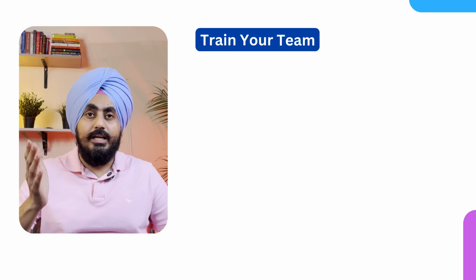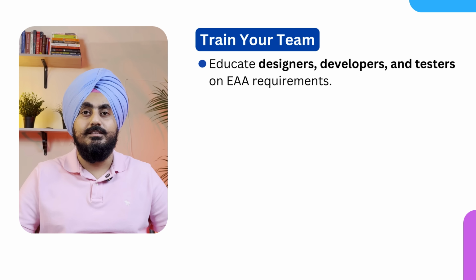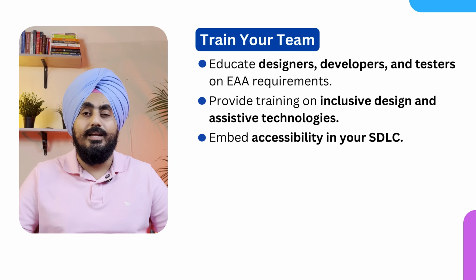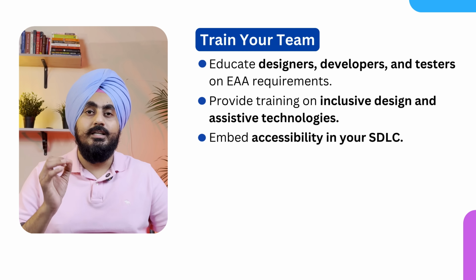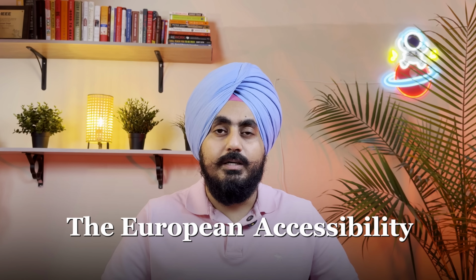And third, train your team. Educate designers, developers, and testers on EAA requirements. Provide training on inclusive design and assistive technologies. Embed accessibility in your SDLC, making it an integral part of the development lifecycle. The European Accessibility Act is a game changer, and businesses that ignore it risk losing customers and facing legal trouble. If you are serious about accessibility, start prepping now.